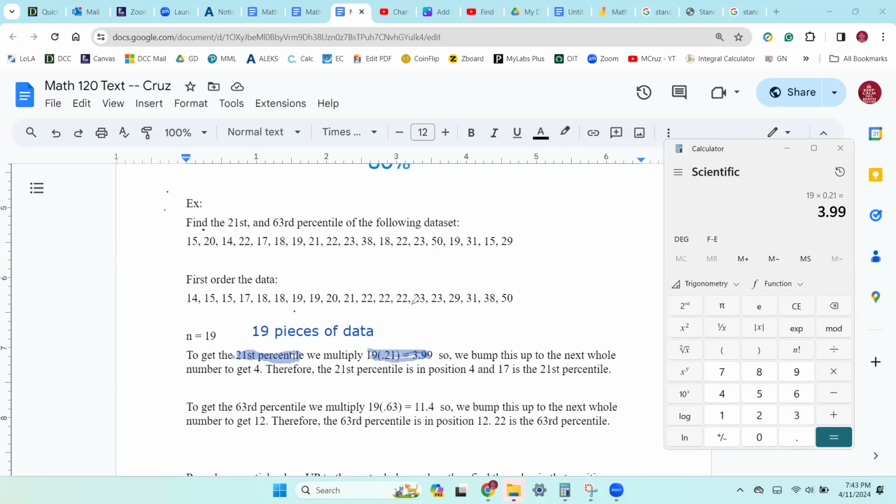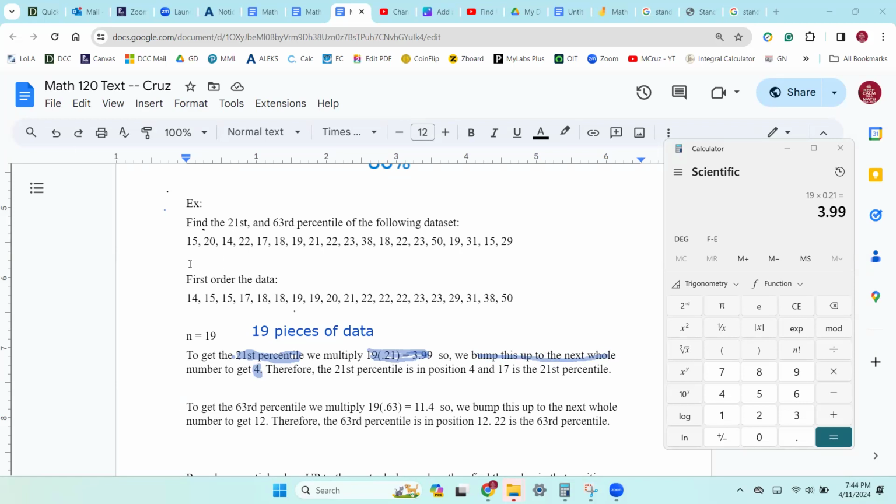Well, see, this right here is kind of in between, but that's not going to do us any good. So what we do is we bump this up to the next whole number. And so that gives us 4. Well, that does not mean that the 21st percentile is 4. It means it's the 4th position.